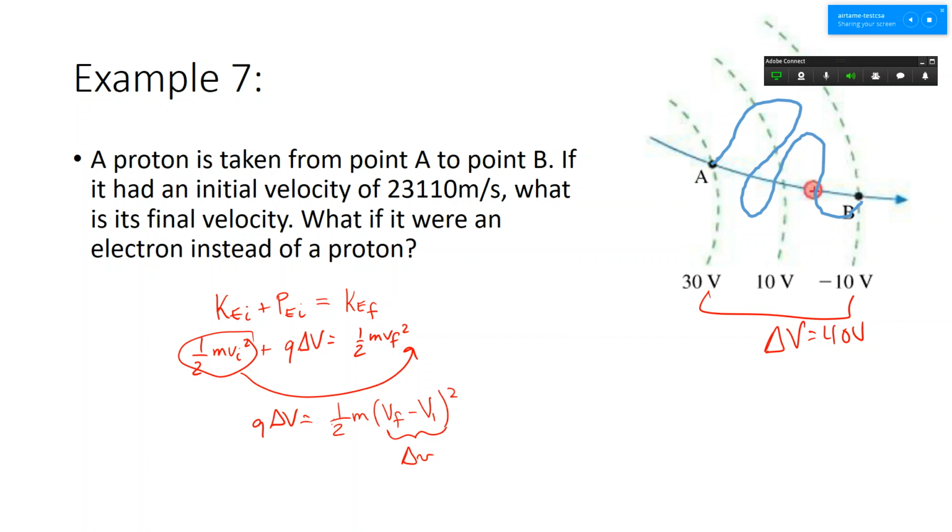Again, not so worked up on the numbers. What do I need to do differently if this were an electron? So this is for a proton, and now an electron. What would I do differently? Set up this first equation for me here. How would I set that up?